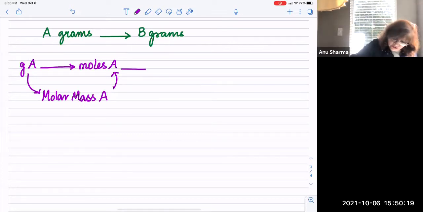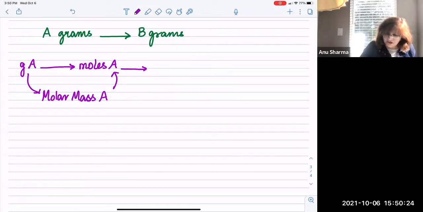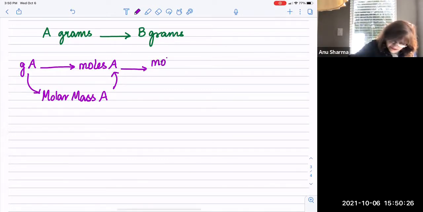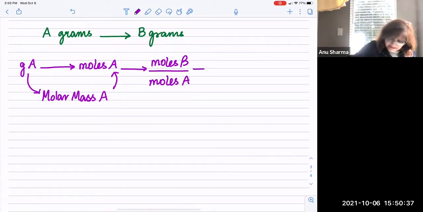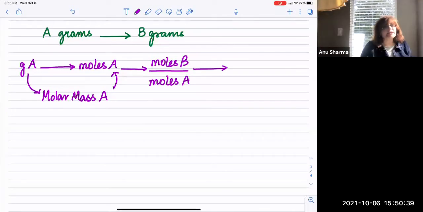Next, you're going to look at the mole to mole ratio. Because you want to convert to B, the moles of B is going to be on the top, over, this is the dimensional analysis, the moles of A, which is at the bottom. This piece is coming from the balanced equation. So in other words, A gets ruled out.